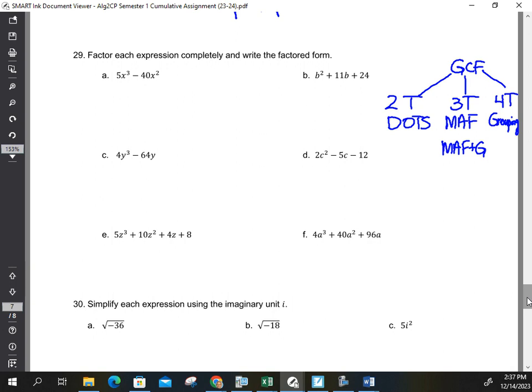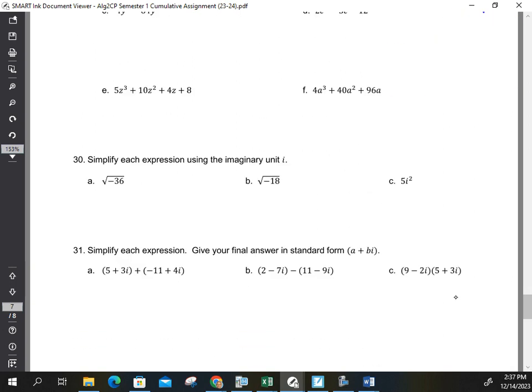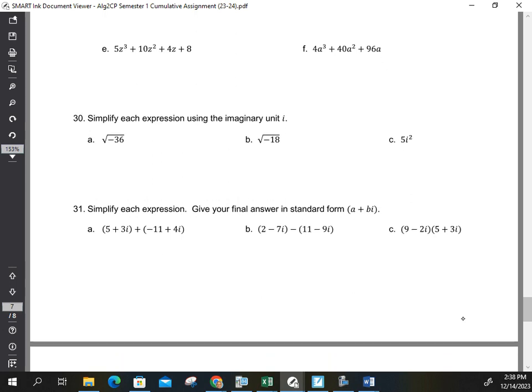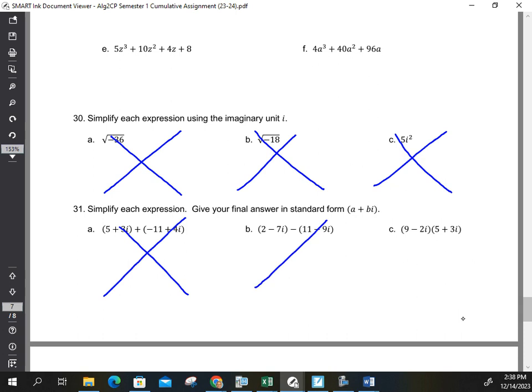So that takes care of that part. All right, so problems 30 and 31 can be crossed off in their entirety. That is actually where we will start the second semester. Don't smack y'all lips, some of y'all. You don't even know what it is yet.